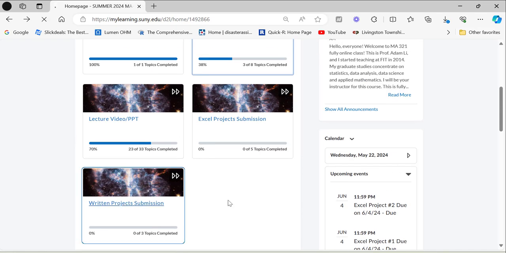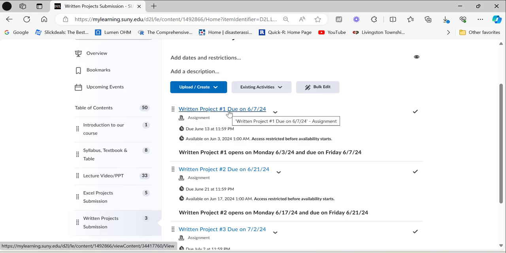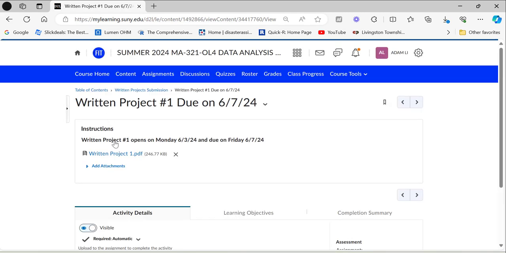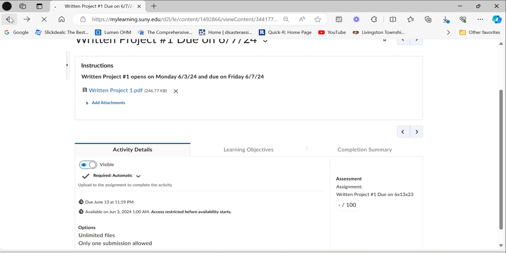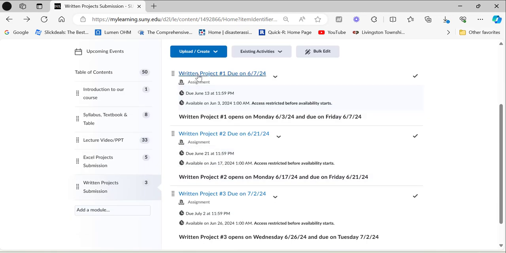And if you click on return project submissions, you're going to see the item. Usually I attach the file here, so if you click on it, you see this return project number 1 PDF, but it's not available yet. I usually give you about 5 days to complete each return project. So this return project number 1 opens on Monday, June 3rd, and then it's due on Friday, June 7th.